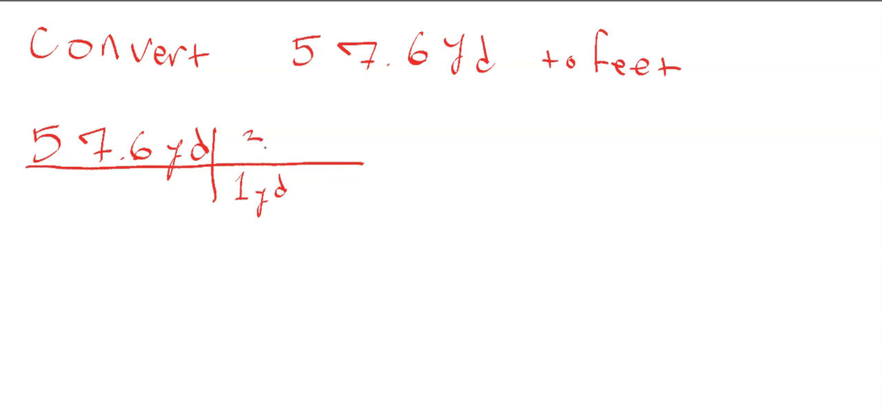One yard is equal to 3 feet. There's our conversion factor. And then we do our math. So 57.6 yards times 3 feet is 172.8 divided by 1 stays the same. And our yards cancel out, so we are left with feet.